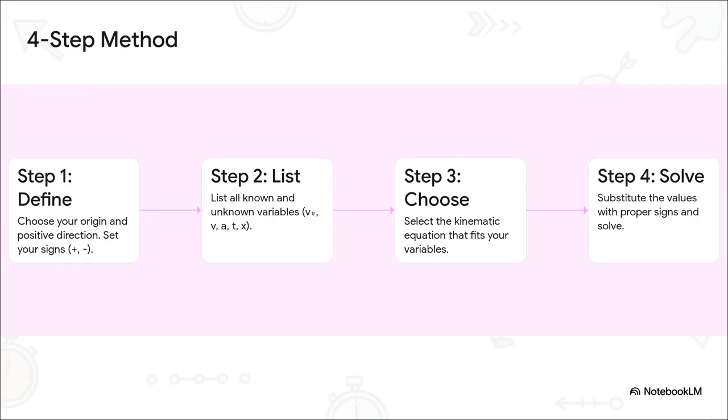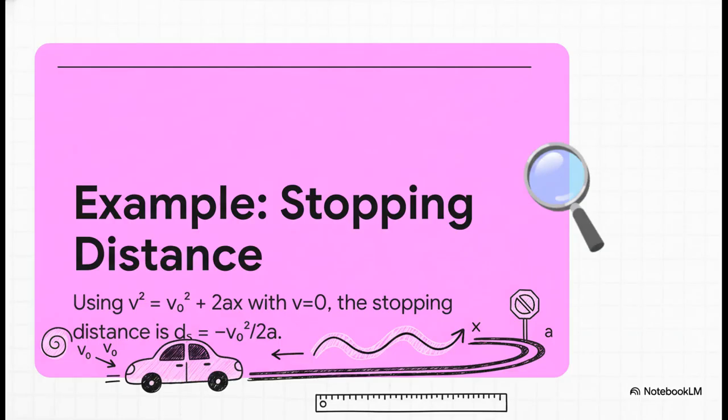Step 1, set up your playing field. Define your origin, and most importantly, decide which direction is positive and which is negative. Getting your signs right is everything. Step 2, take inventory. Make a list of all the knowns, the stuff the problem gives you, and the unknowns, what you're trying to find. Step 3, choose your tool. Look at your list and pick the kinematic equation from our toolkit that fits perfectly. And finally, step 4, just plug in the numbers and solve. That's it.